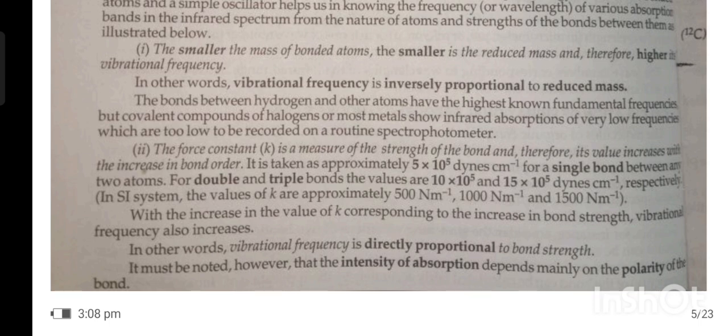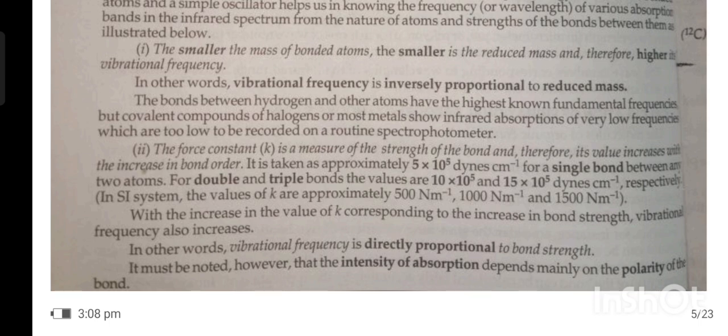It takes place at approximately 5 × 10^5 dyne per centimeter for a single bond between any two atoms. For double or triple bonds, the values are 10 × 10^5 and 15 × 10^5 dyne per centimeter respectively. In the SI system, the values of K are approximately 500 newton per meter, 1000 newton per meter, and 1500 newton per meter.